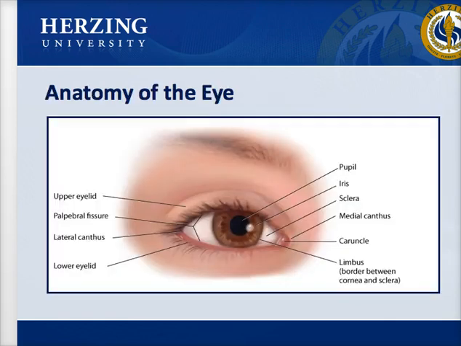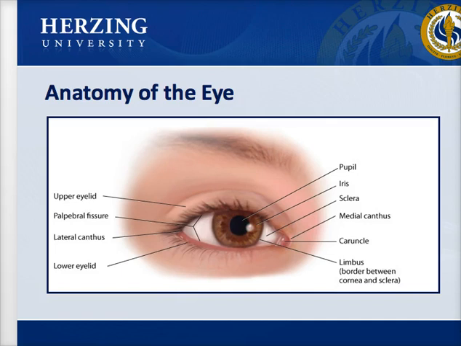Next, we will talk about the eye. The eye carries visual data that are crucial for survival, education, and pleasure. More than half of the neocortex is involved with processing visual information. The external anatomy of the eye includes many structures.